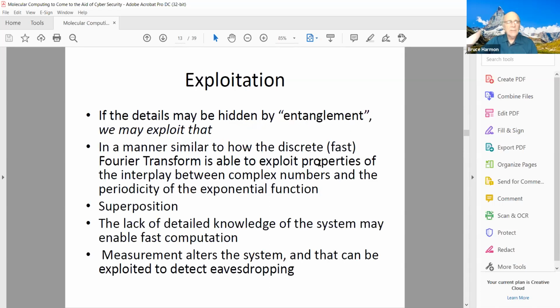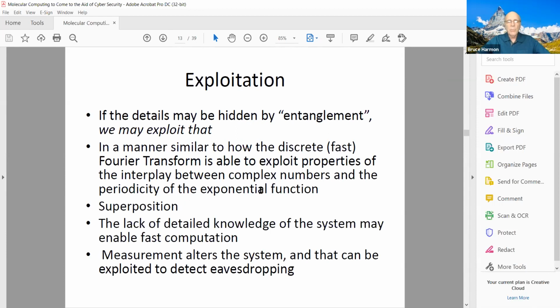So the exploitation that we're talking about, one of them is entanglement. We can embrace that, and that was the notion that two objects, potentially two qubits, can be entangled with one another.